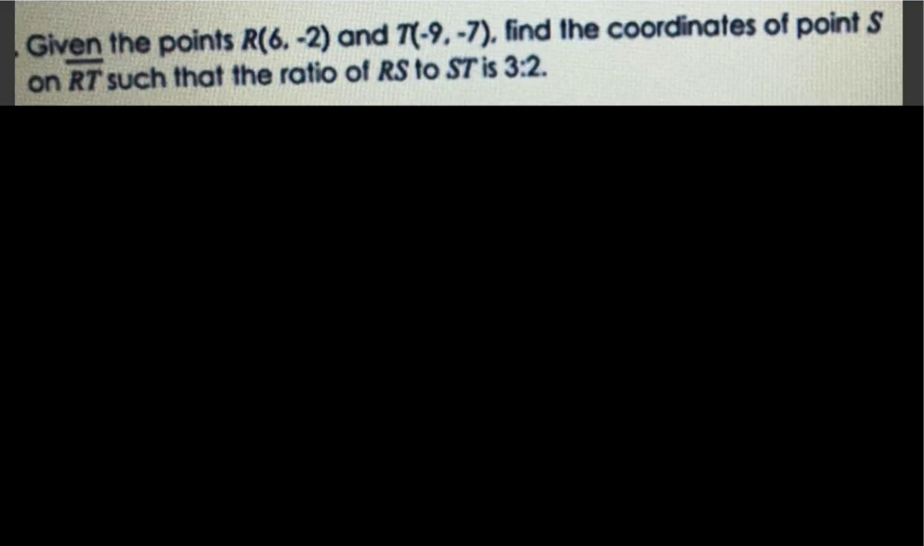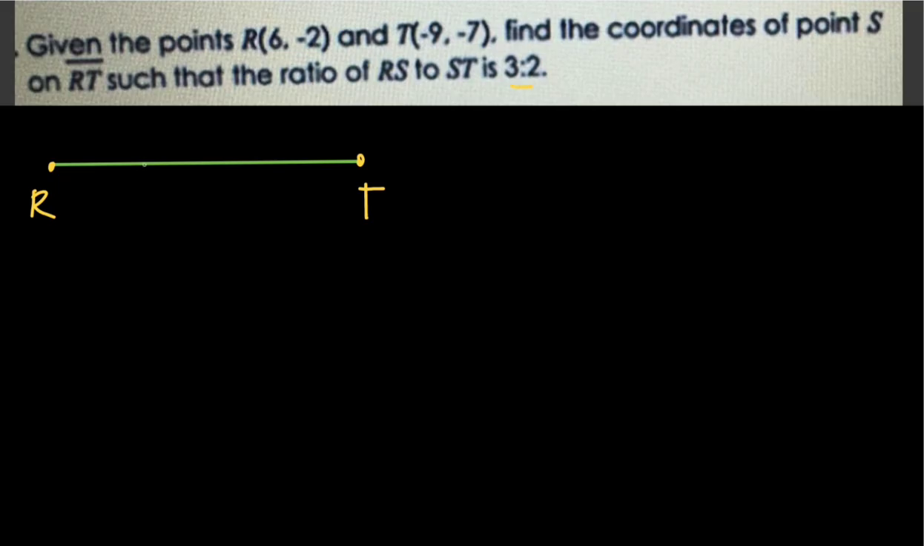Given the points R(6, -2) and T(-9, -7), find the coordinates of point S on RT such that the ratio of RS to ST is 3:2. This problem is just similar to the previous problem. We're given segment RT. Let's say this is point R and this is point T, and point S is on segment RT with the ratio 3:2.